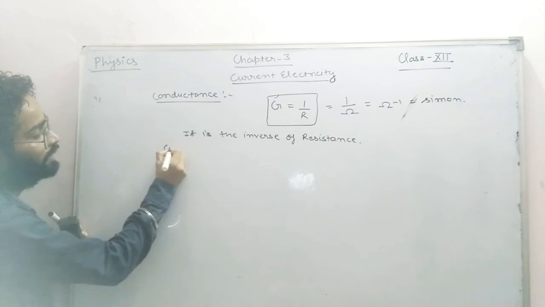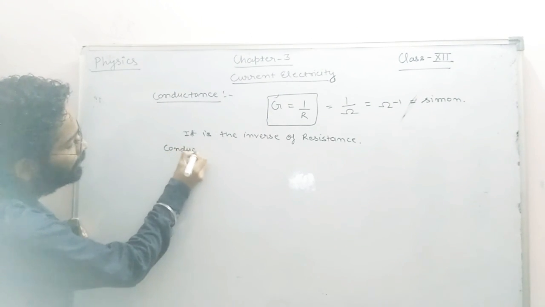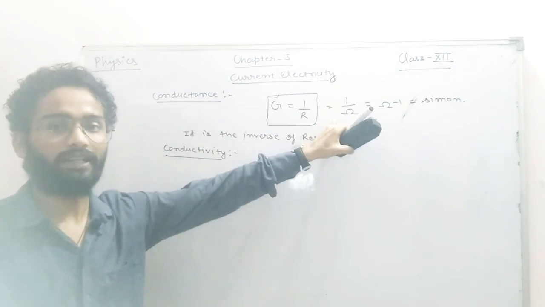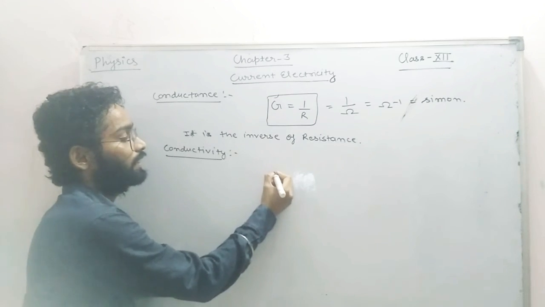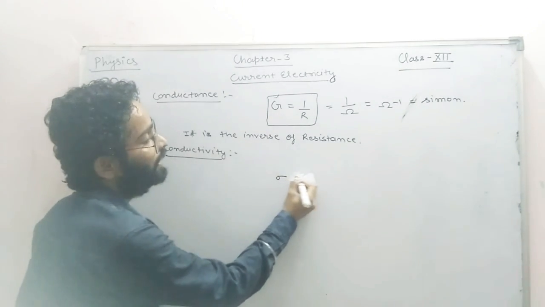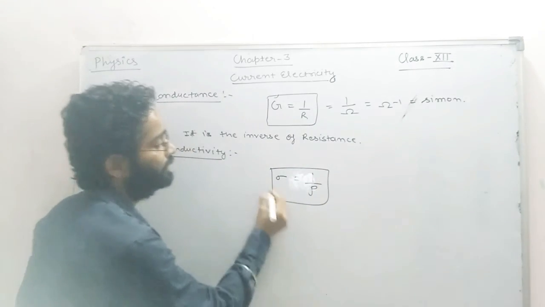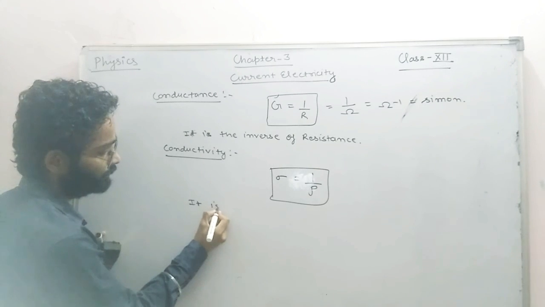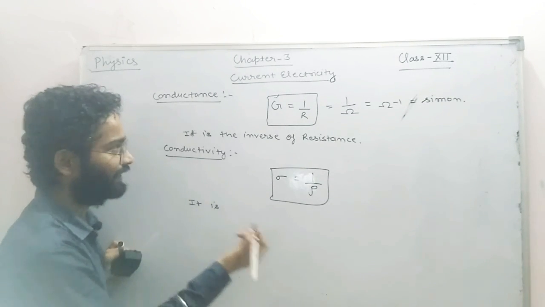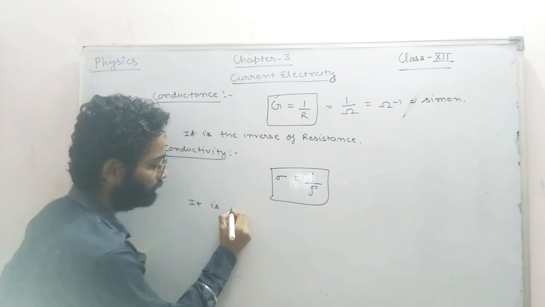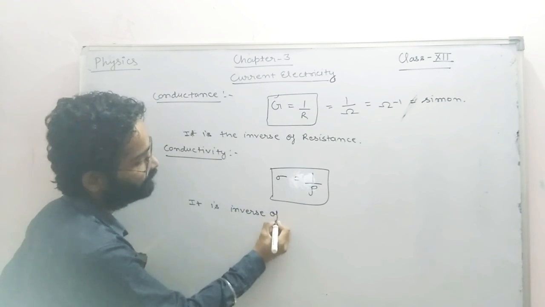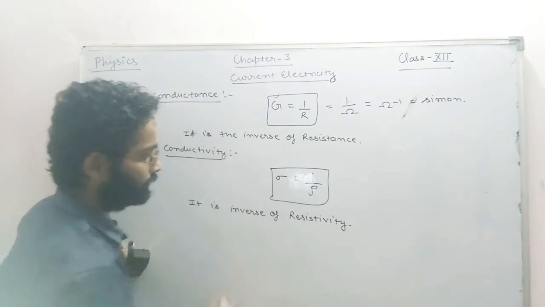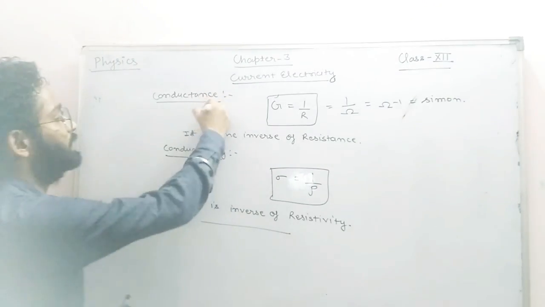Moving further, the next one is conductivity. As conductance is the inverse of the resistance, conductivity, which is written as sigma, is the inverse of resistivity. It is the reciprocal or inverse of resistivity. So this is all about conductance and conductivity.